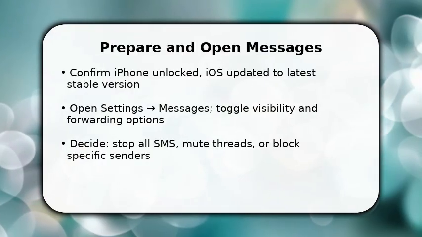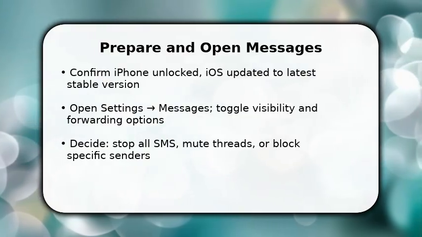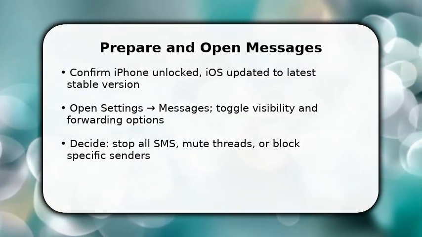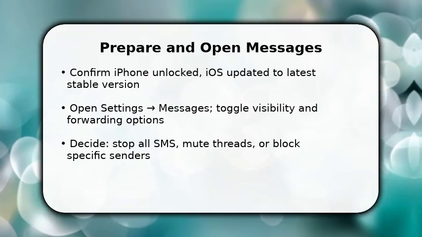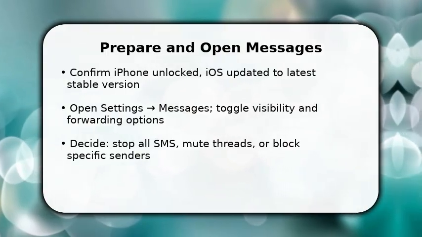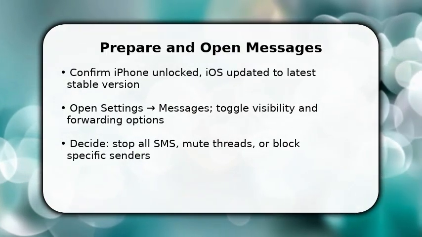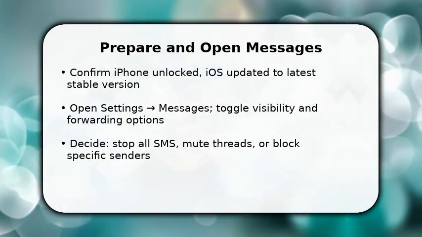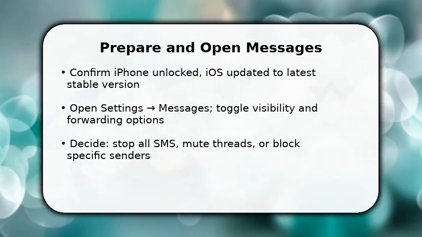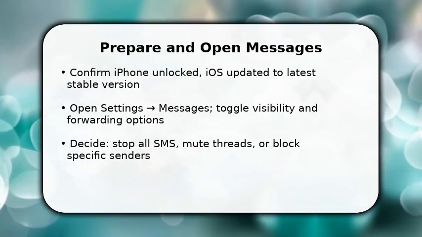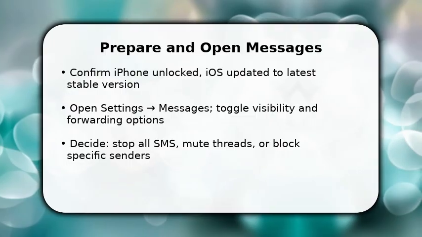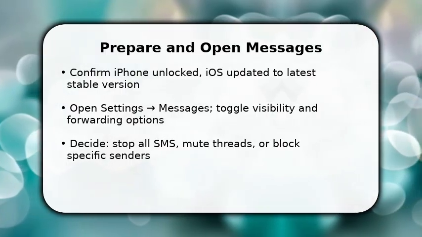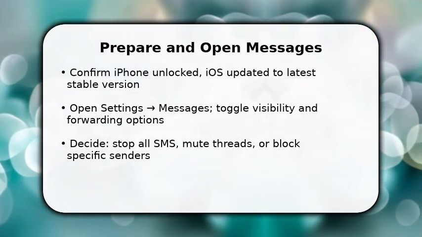You'll start by preparing the phone and opening the right settings. Make sure your iPhone is unlocked and updated, then go to Settings and tap Messages. Once there, look for Send and Receive and Message Forwarding to see where SMS are routed. You want to decide quickly whether to stop all SMS, mute individual threads, or block numbers. Once decided, keep settings open and follow the next steps to disable or reroute messages depending on your choice.